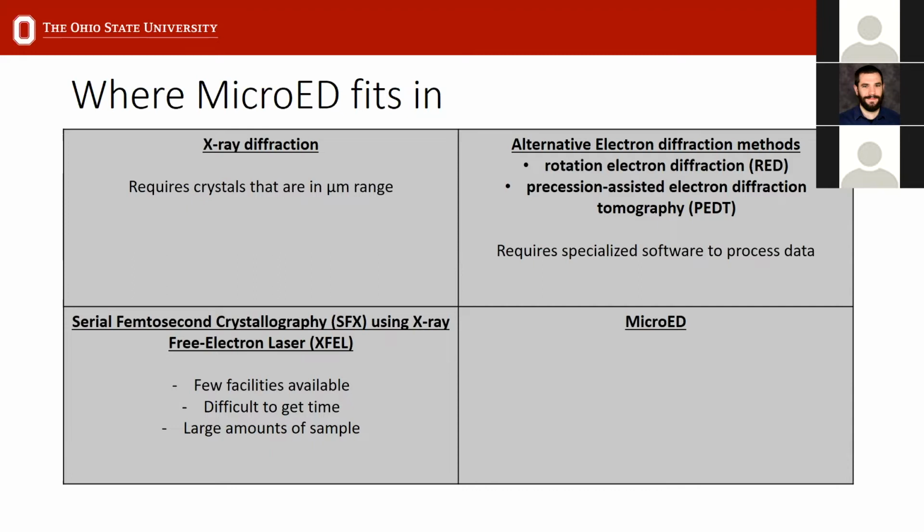The advantage here is that essentially every major university has a microscopy center these days, and you can use your small crystals there. Now, there are alternative electron diffraction methods. One of them is rotation electron diffraction. Another one is precession-assisted electron diffraction. These methods come more from the material sciences and are not so useful right now for protein structure determination because they require specialized software to process the data.